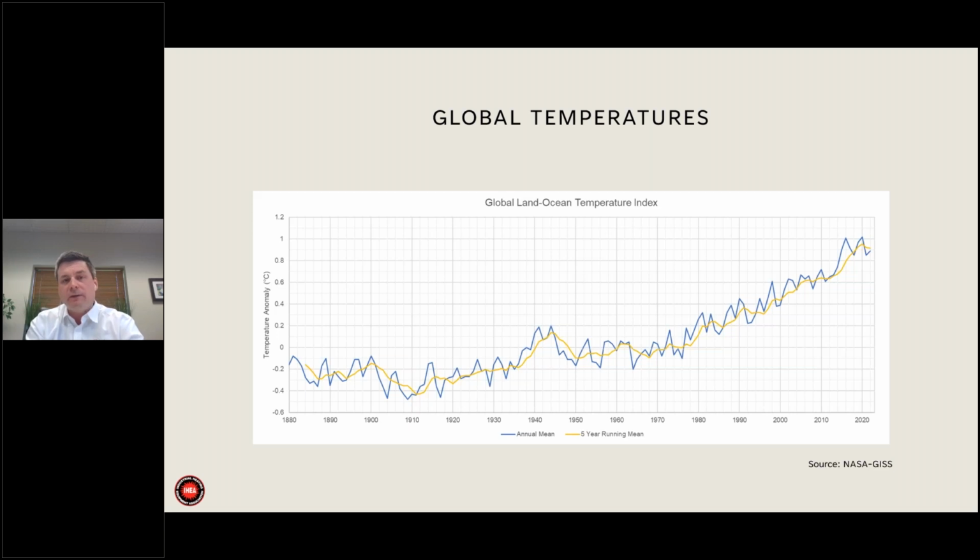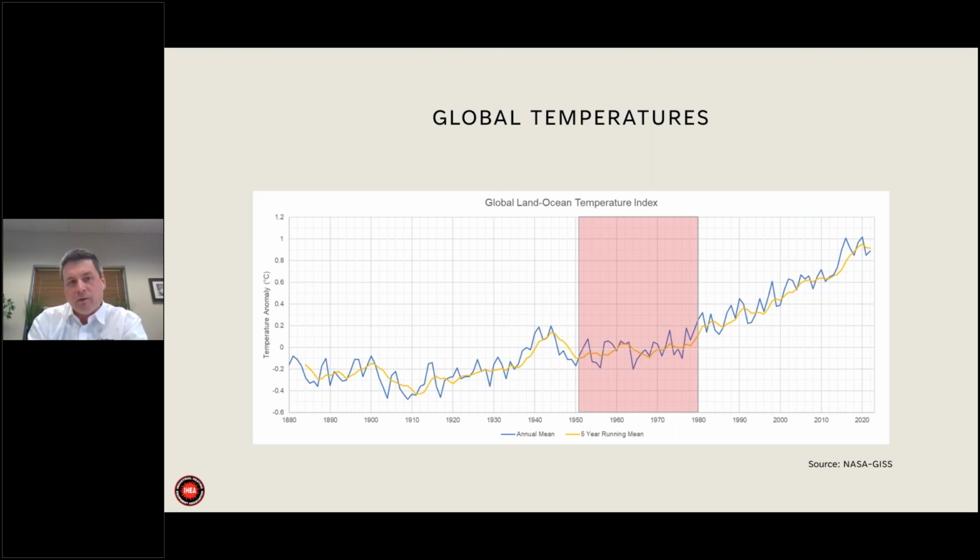In general, we have also seen a trend that global temperatures have been on the rise, and we measure that with NASA. The Goddard Institute for Space Science measures that with the Global Land Ocean Temperature Index. And what they do is they've set a standard of 0 degrees between 1951 and 1980.